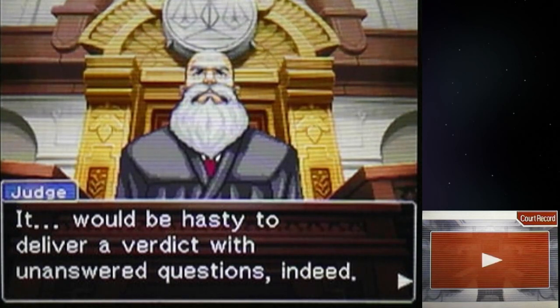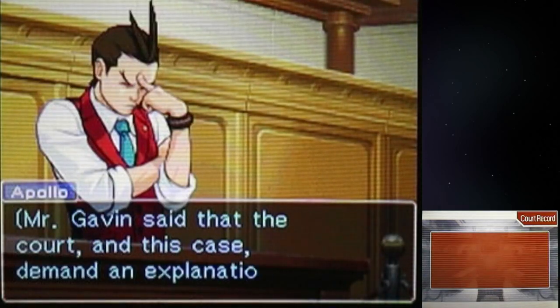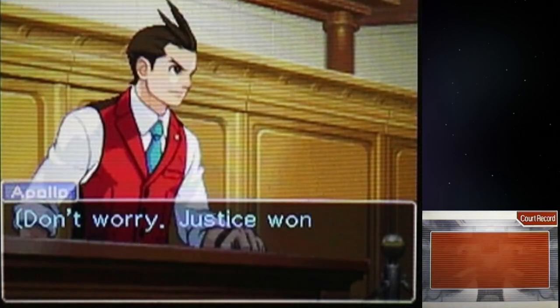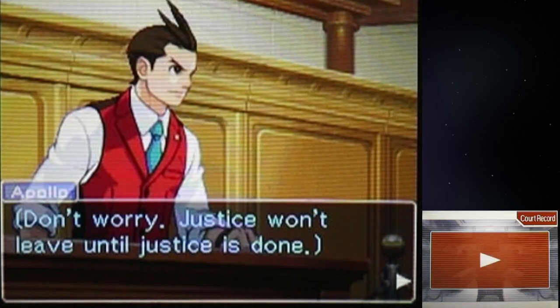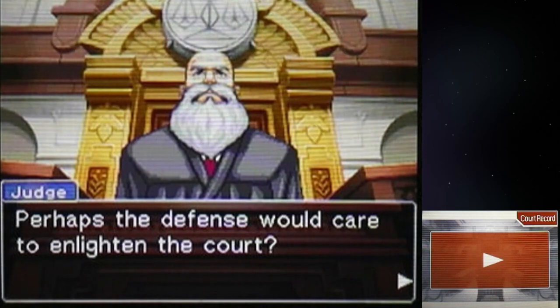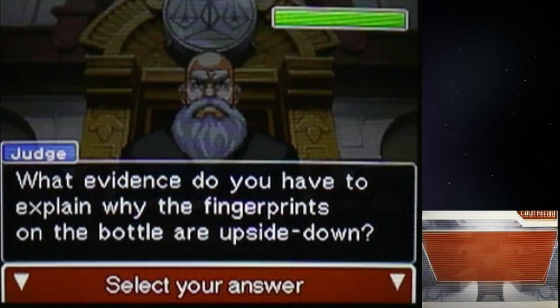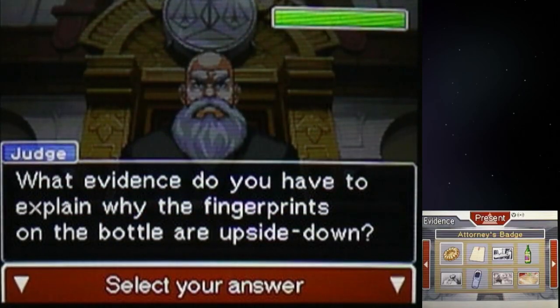It would be hasty to deliver a verdict with unanswered questions indeed. Well, Mr. Justice? Mr. Gavin said that the court and this case demand an explanation. Don't worry. Justice won't leave until justice is done. Perhaps the defense would care to enlighten the court. What evidence do you have to explain why the fingerprints on the bottle are upside down?